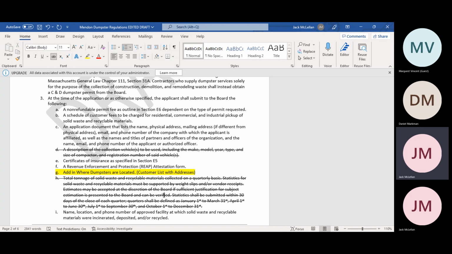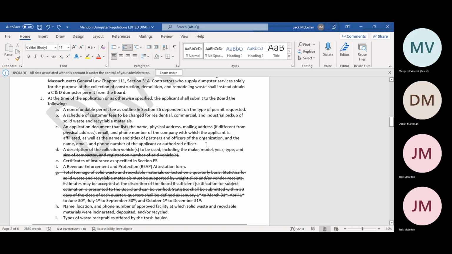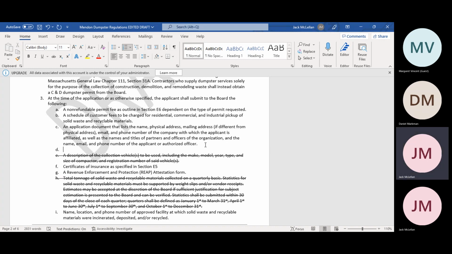All right, so that's what we're going to do. Let's just say that we plug it in D. Keep it simple. So that's going to be a list of dumpsters serviced in town. However that is worded on our trash hauler application is how we'll word it in that section.